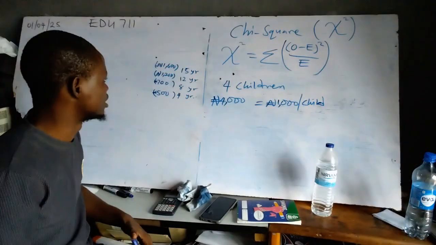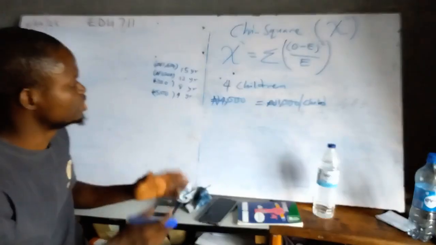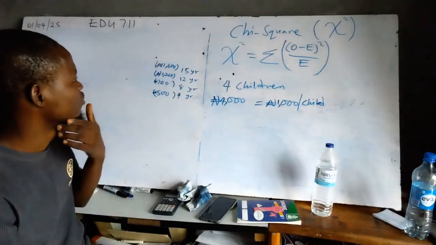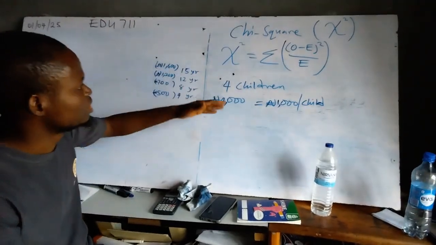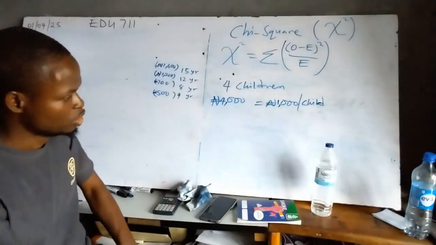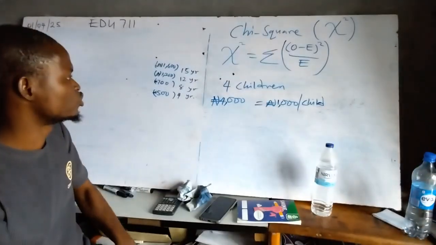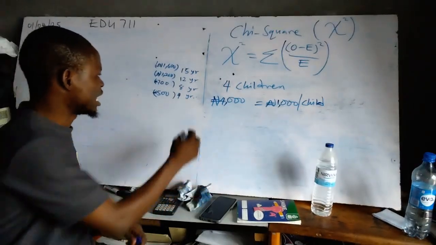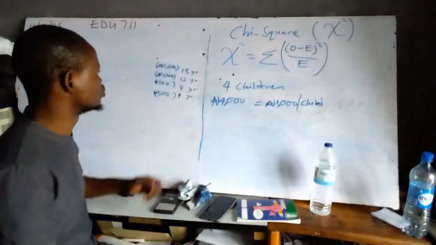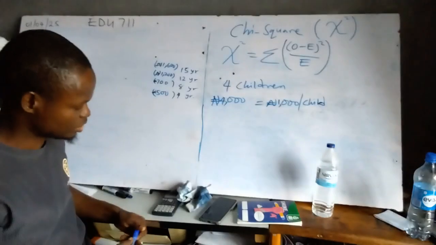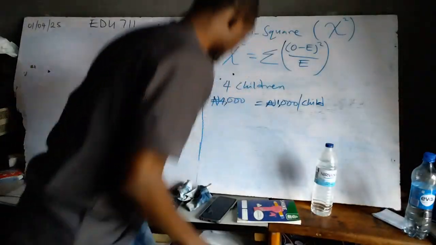So that is the similitude of expected and observed frequency. So chi-square is all about finding out the difference between observed and expected frequency. So let's take an example.